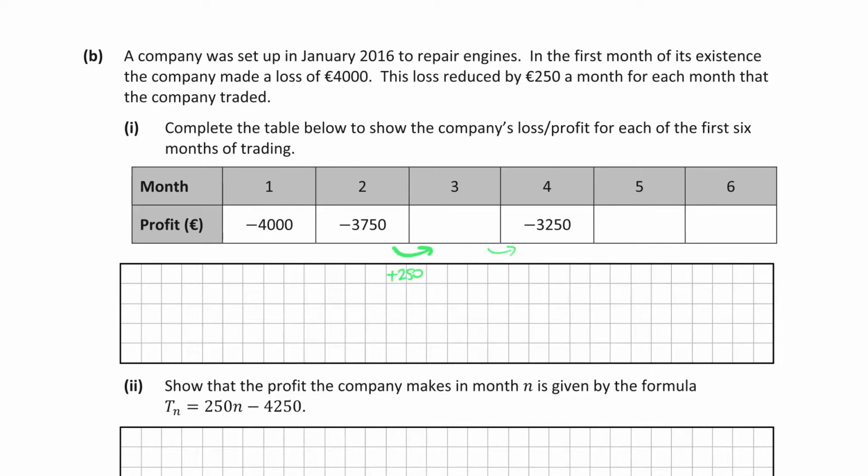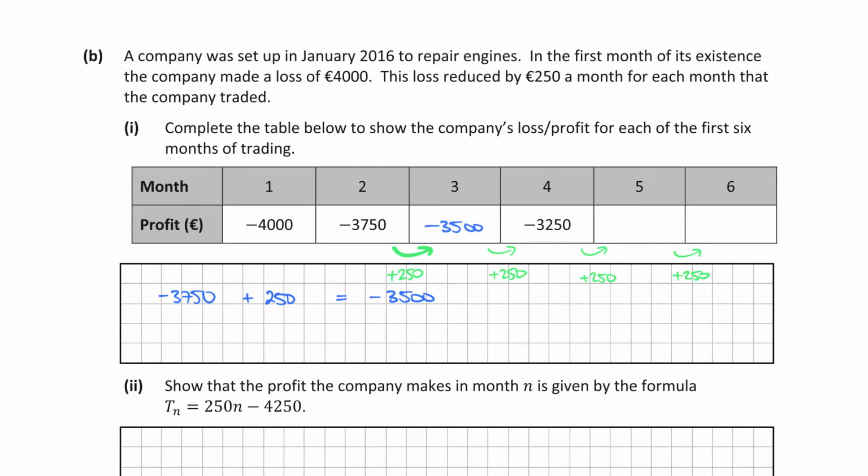We're going to be adding 250, adding 250, and obviously adding 250. Okay, so we'll go to month 3. So if we take month 2, we were at minus 3750. If we add 250 to that, you can type it into the calculator, but you should know that will end up being minus 3500. So minus 3500 can go in there.